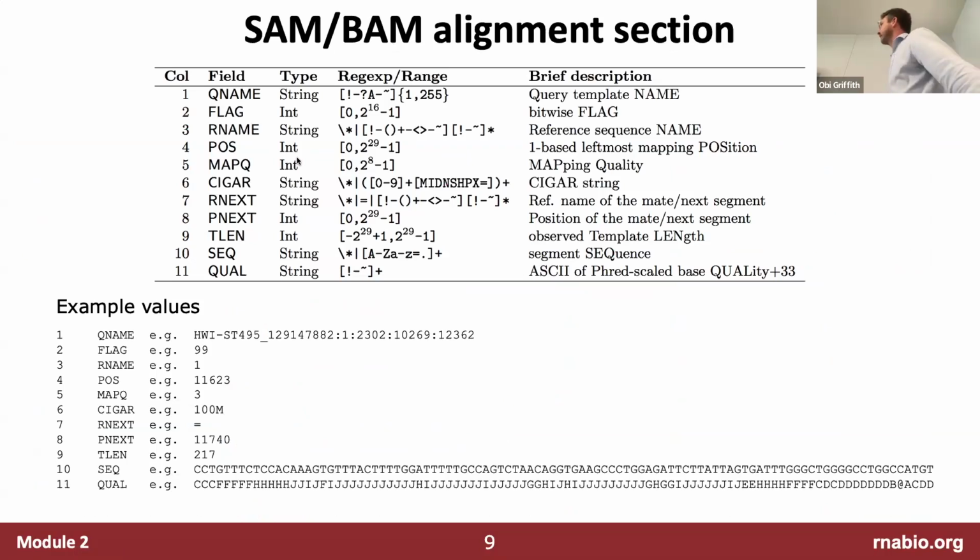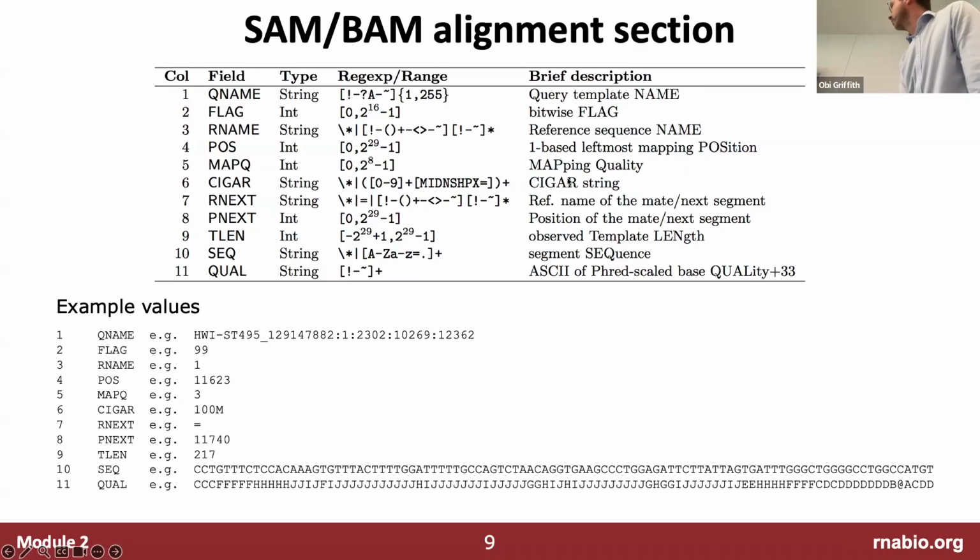So in order, it has 11 things. It has the query template name, which is your read name. It has this flag, which we're going to dig into. It has the reference sequence name, so this would be what it aligned to, like chromosome 22, for example. And then where it aligned, so where's the beginning of the alignment? What is the mapping quality, so how well did this read map? Someone was asking before about multi-mapping. If it maps to like 100 places in the genome, it would have a really low mapping quality score, maybe 0.